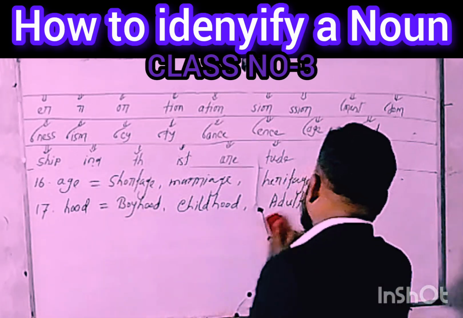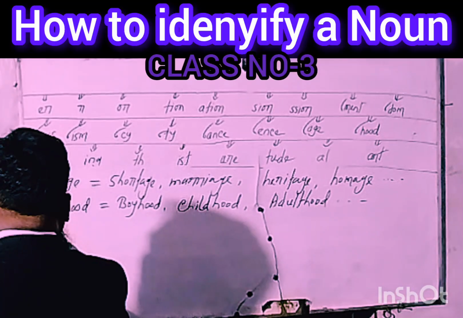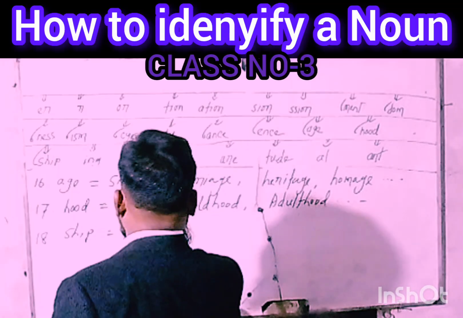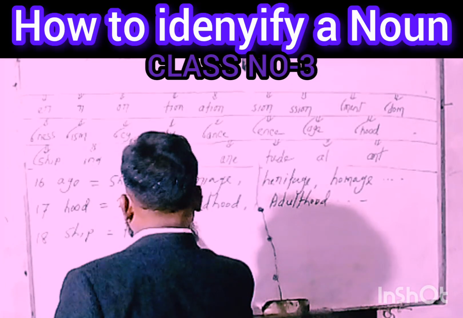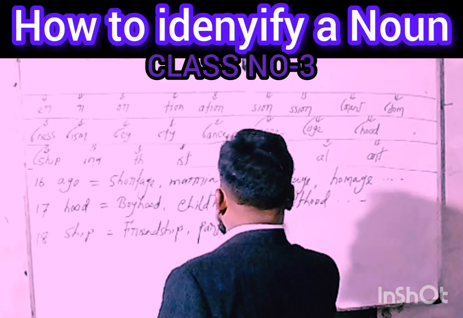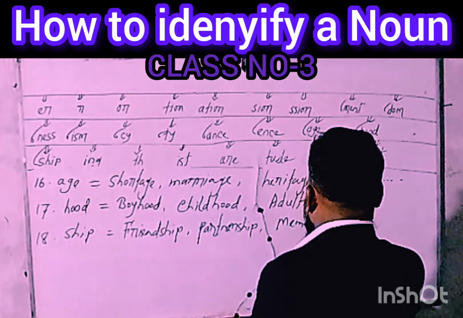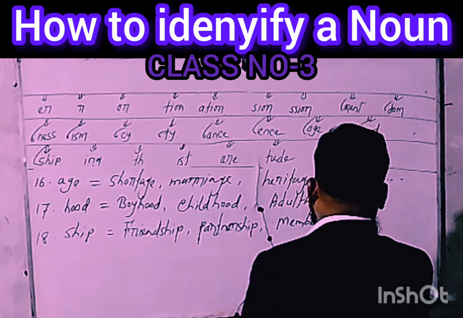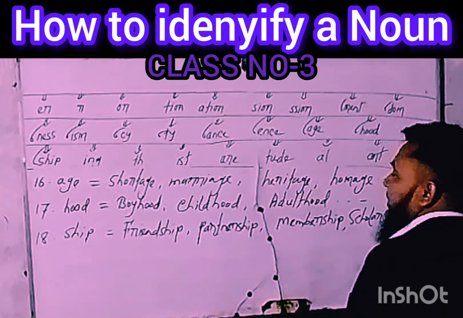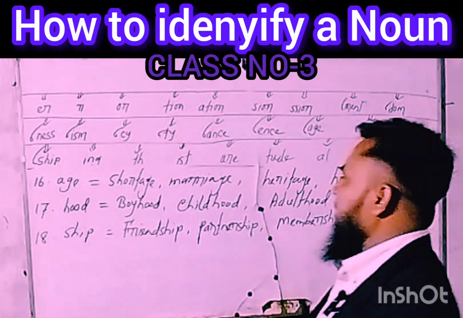My dear learners, now think about the next suffix, ship. Number 18, ship. For example, friendship, partnership, membership, etc. Okay, my dear learners, hope that you have understood clearly.